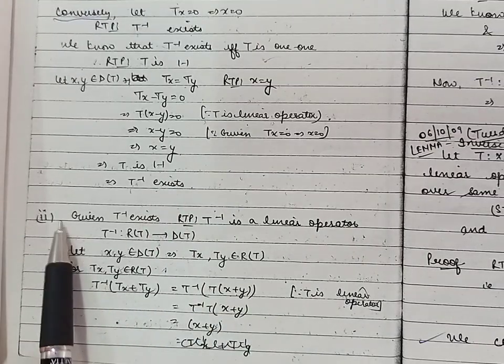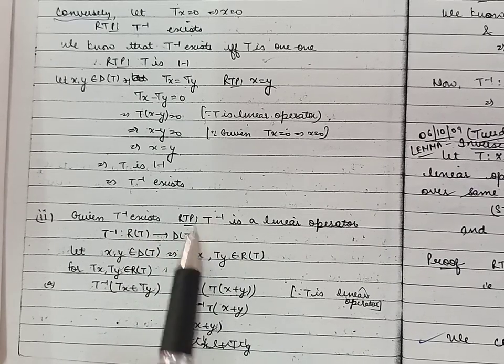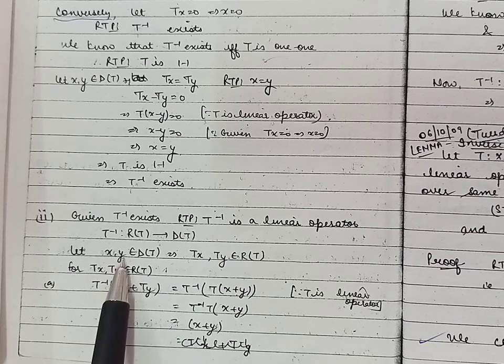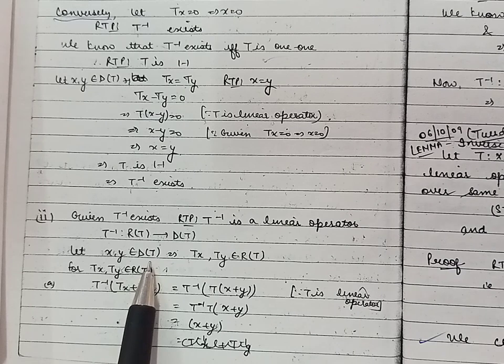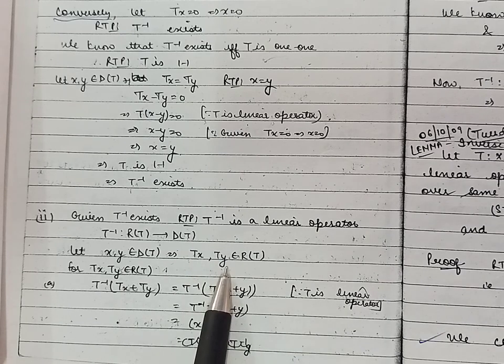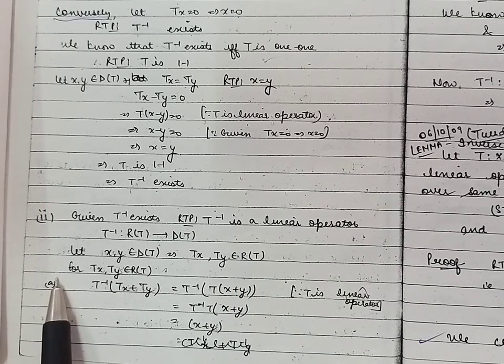In the second part, we are given that inverse of T exists and we are to prove that it is a linear operator. So in order to prove this is a linear operator, let us take two elements x and y belonging to the domain of T. Now by definition of T, because T is linear operator from DT into RT, the images of x under T and y under T are elements of range of T. Now let us prove the first condition for linear operator.